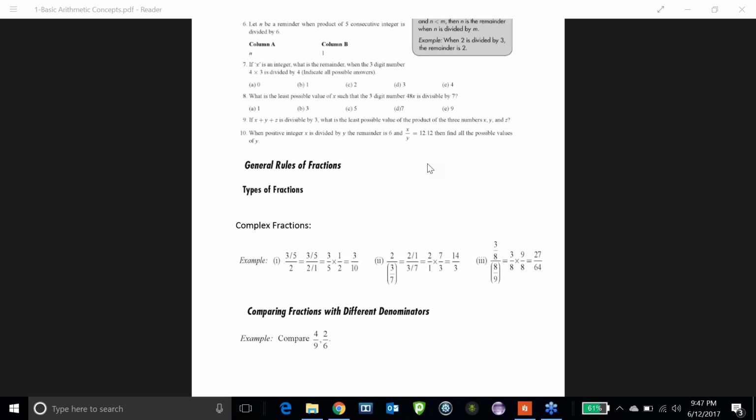And there are a few types of fractions. One is proper fraction. What is a proper fraction? A proper fraction is nothing but one which is in the form of P by Q, and it is not a complex one.